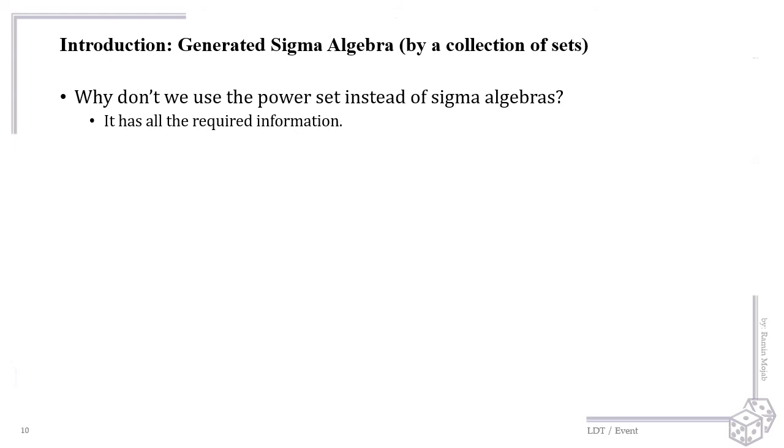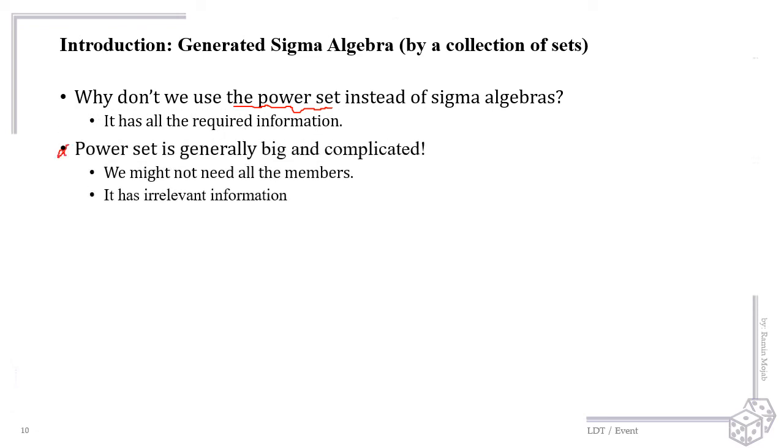Let's address an important question. Why don't we use the power set instead of all our sigma algebras? We know that a power set is the biggest sigma algebra and it has all the required information. One might say that power set is generally big and complicated. We might not need all its members, or in other words, it has irrelevant information.